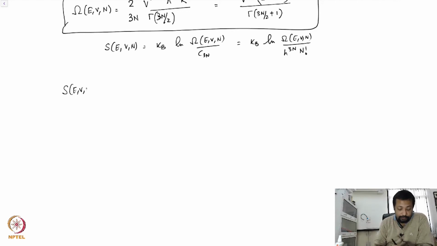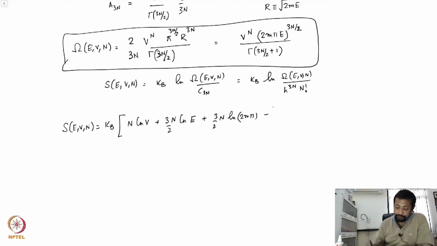This gives us, let's calculate this: N ln V plus 3 by 2 N ln E plus 3 by 2 N ln twice m pi, minus ln gamma 3N by 2 plus 1, minus 3N ln h, minus ln N factorial.